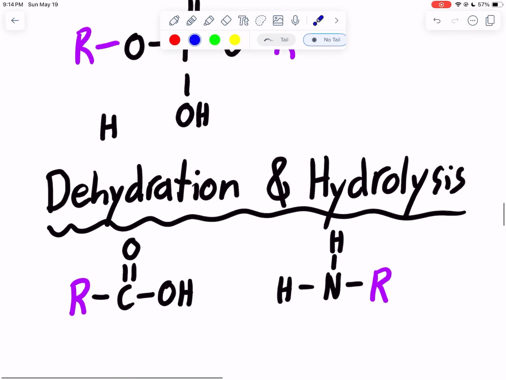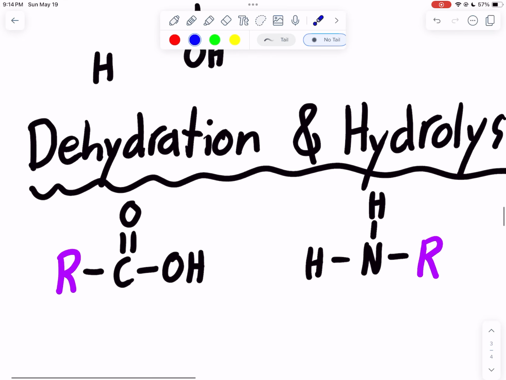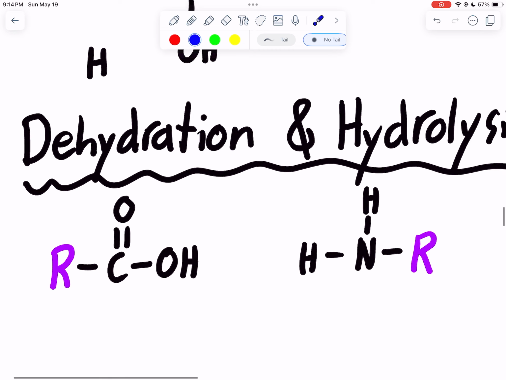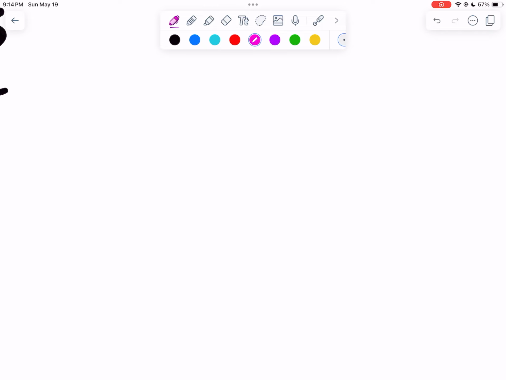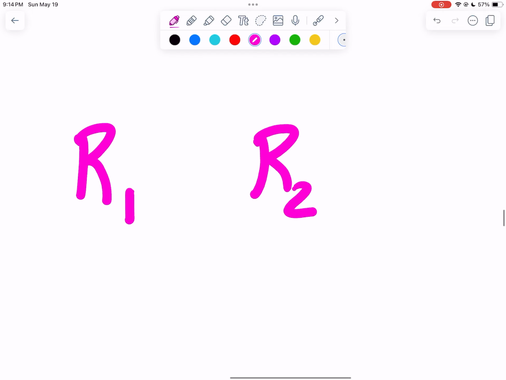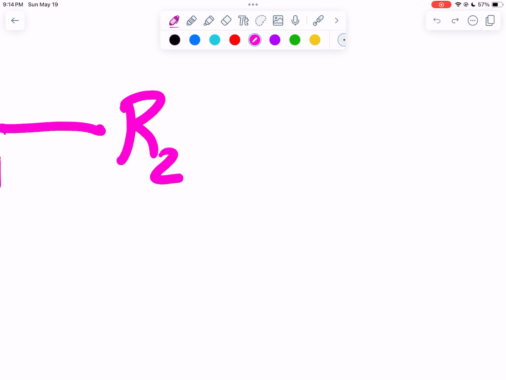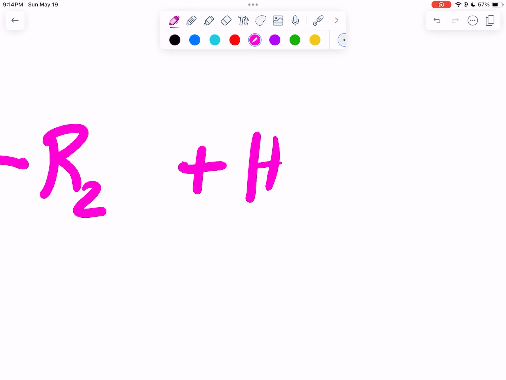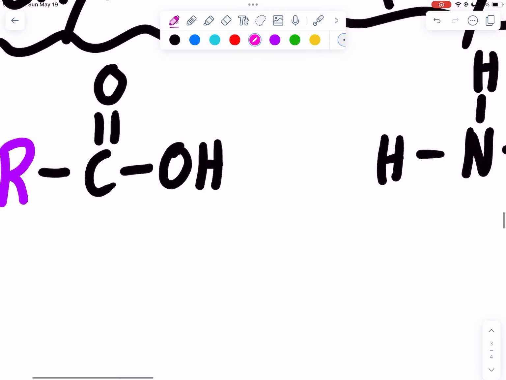The next thing and the last thing in this video are the concept of dehydration and hydrolysis, which are both types of reactions. Dehydration is the process of combining two things. Here, I'm going to draw a simplified diagram. We have thing 1 and thing 2. And dehydration is the process of combining the two, which ends up as a product releasing water. And I will show you exactly how it does this.